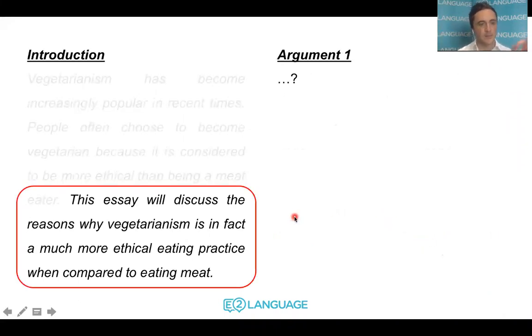Let's have a look. And this is where I need your help. So we've written the introduction, and the final sentence says, this essay will discuss the reasons why vegetarianism is in fact a much more ethical eating practice when compared to eating meat. Please type into the Q&A one reason why vegetarianism is in fact a more ethical eating practice compared to eating meat. Even if you don't believe it, I don't care. I eat meat, but for the sake of this essay, please write one reason why vegetarianism is more ethical.